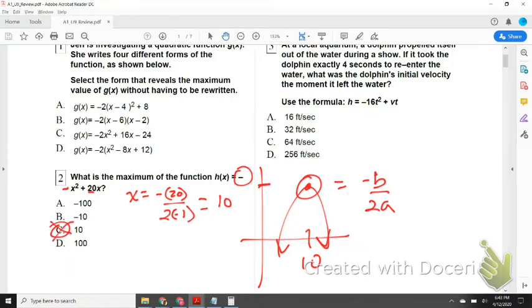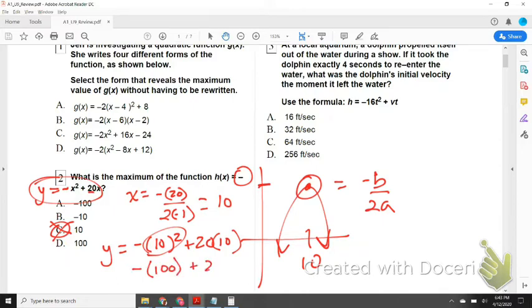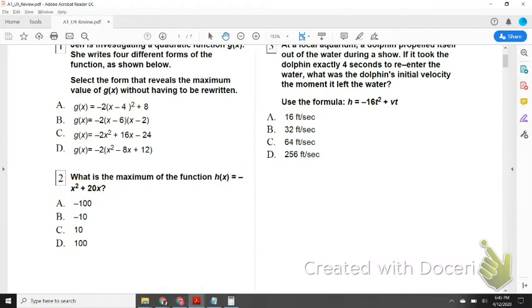Okay, so you're actually going to have to plug your x value into that equation. So it's going to be y equals negative x squared plus 20 times 10. Okay, so when we're doing this, we're doing our exponents first. So that's a negative times 100 plus 200. And that's going to give me 100. So my y value is 100, and therefore the answer is D. All right, so that is a tricky one. Let's move on to question number 3.